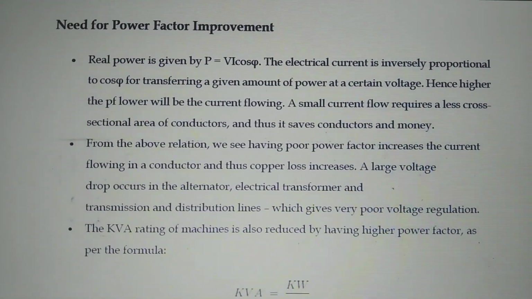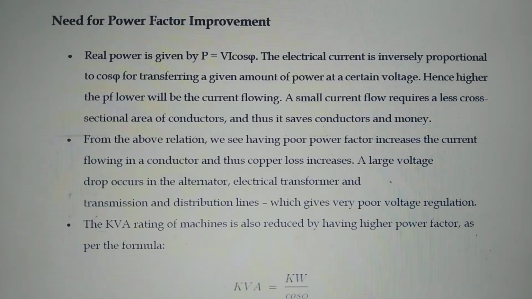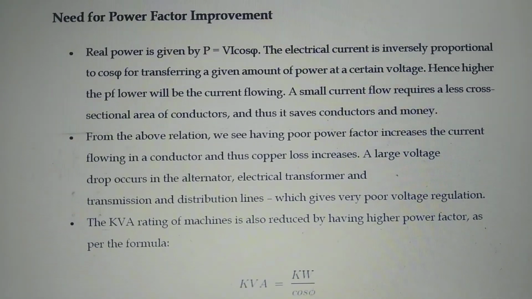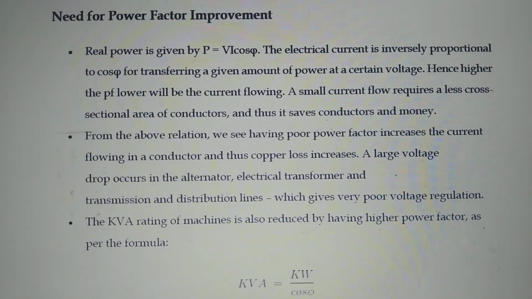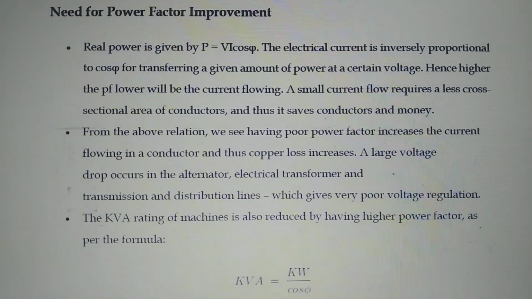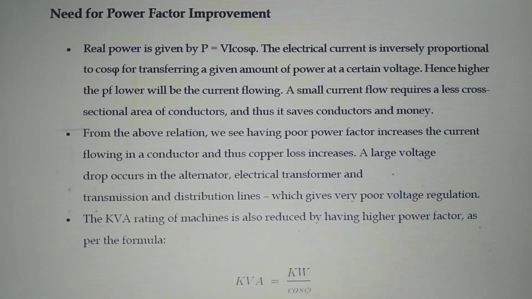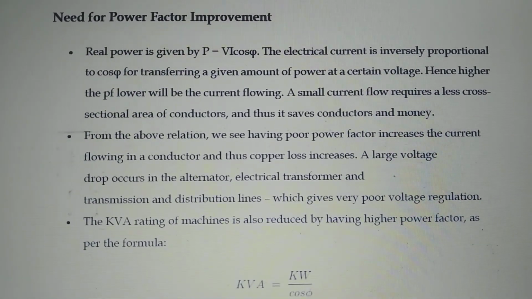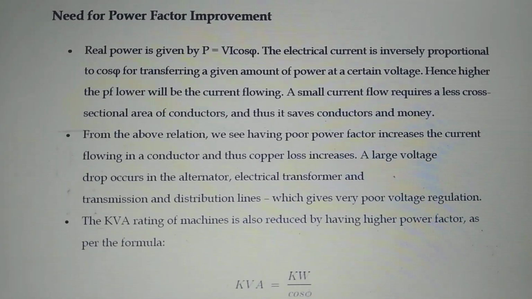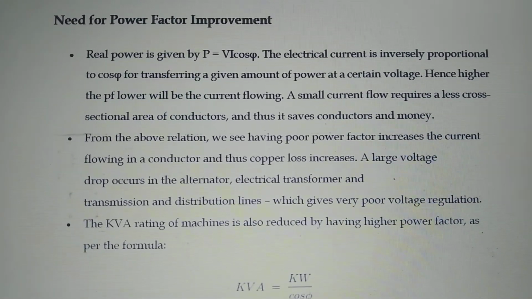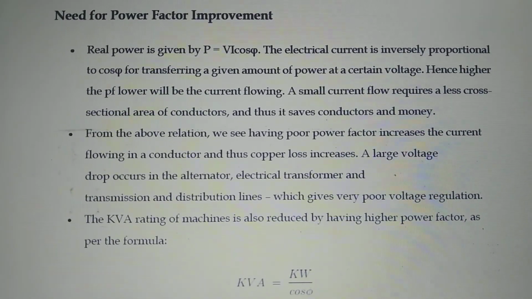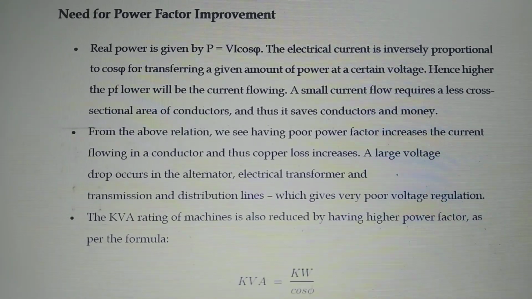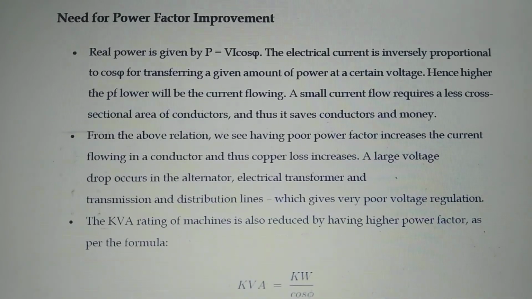Need for power factor improvement. As we know, real power is given by P equal to VI cos phi. The electrical current is inversely proportional to the power factor for transferring a given amount of power at a certain voltage, meaning we are keeping voltage and power constant. We are just seeing the relation between power factor and current. Here the current is inversely proportional to the power factor. Hence, the higher the power factor, the lower will be the current flowing. A small current flow requires a smaller cross-sectional area of conductors, and thus it saves conductor cost and money also.